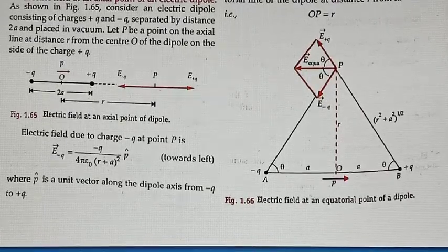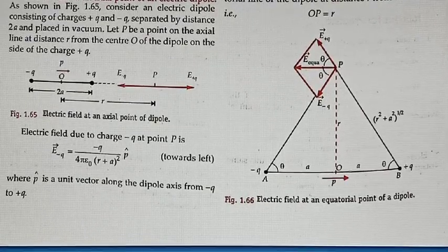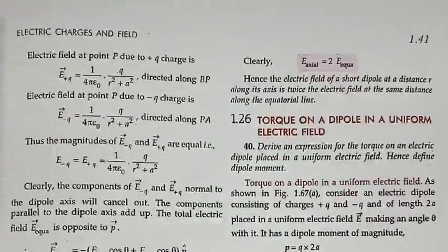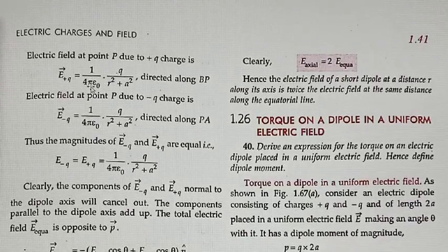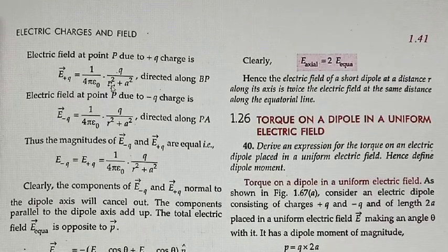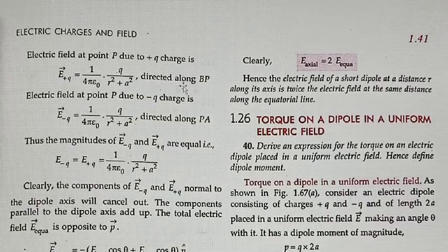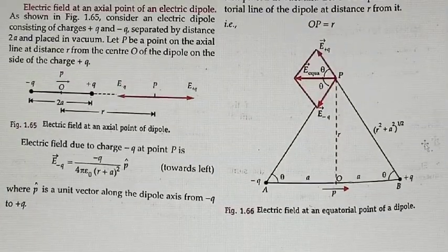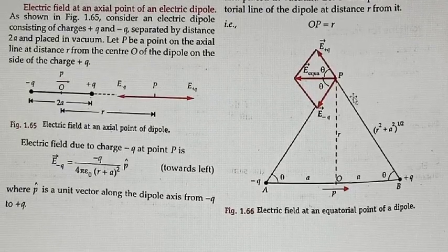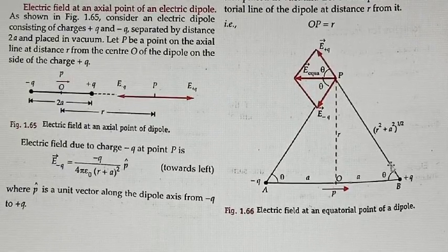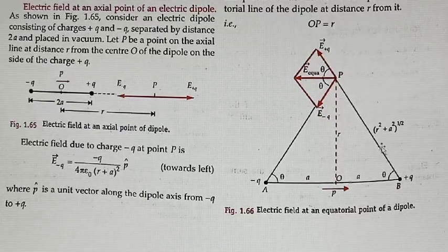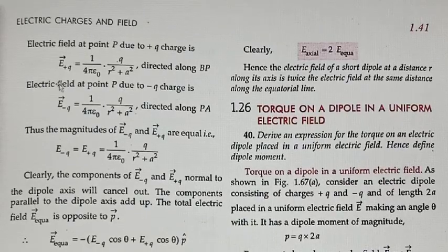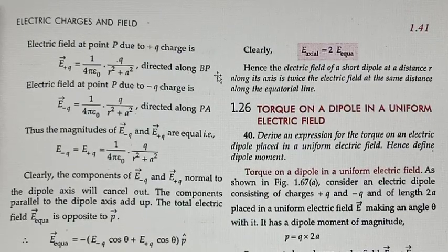So let us see how to go about this. E plus Q is equal to 1 by 4 pi epsilon naught, Q by R square, directed along BP. You can see what this distance R is. You have to apply the Pythagoras theorem. This is the distance R, so this is R square plus A square to the power half, or root over R square plus A square. So you can see here that E plus Q is equal to this, directed along BP. You can see the diagram.